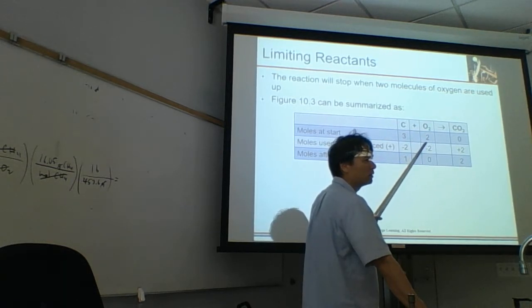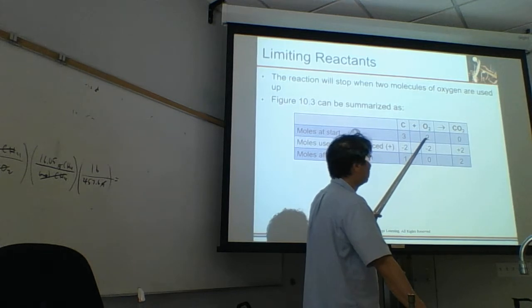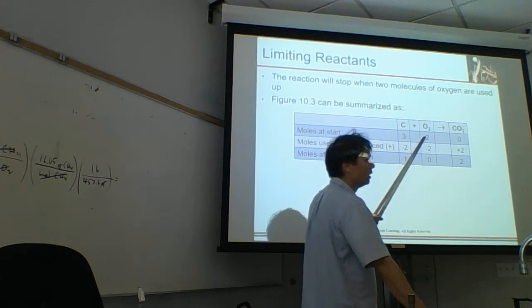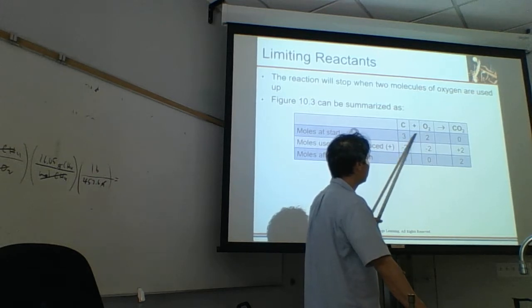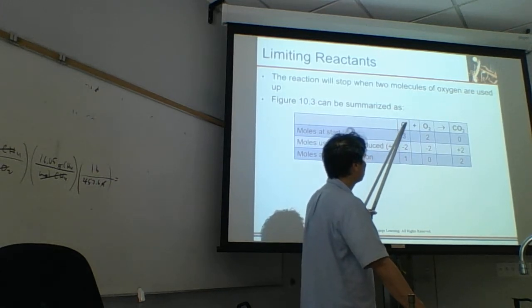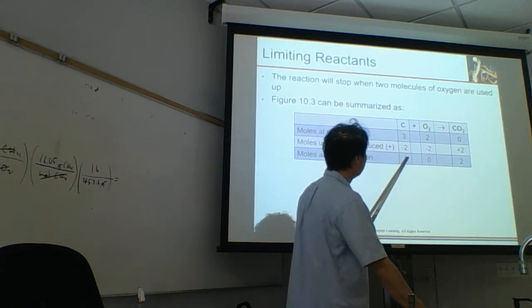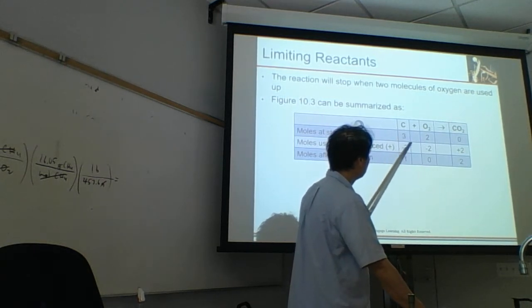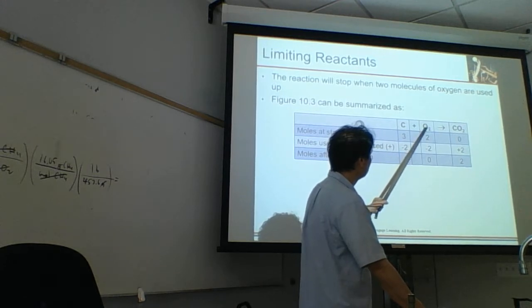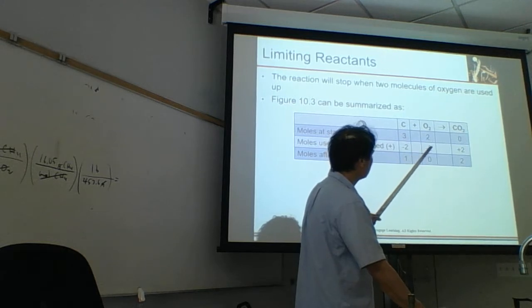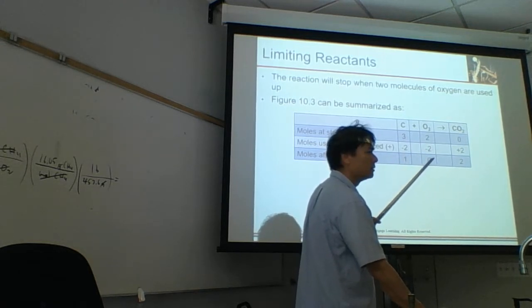Which one am I going to run out of? I'm going to run out of the O2 because if I have 3 carbons, I need 3 O2s. If I have 2 O2s, I need 2 carbons. And so by comparing the moles here, we see that the excess reagent is going to be carbon, and we're going to have some left over. How much are we going to have left over? 1. Because we started off with 3, 2 are consumed by the LR, the O2, and that leaves us with 1. The amount of limiting reagent left over is always 0.